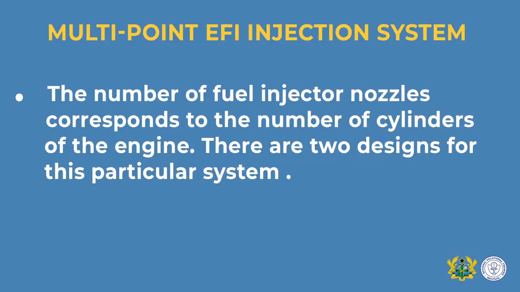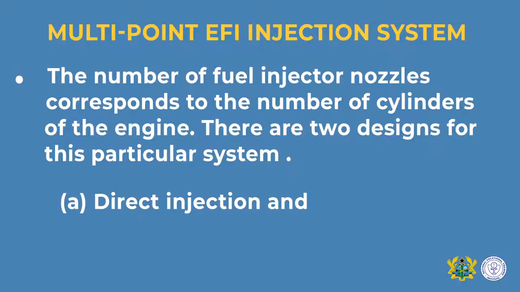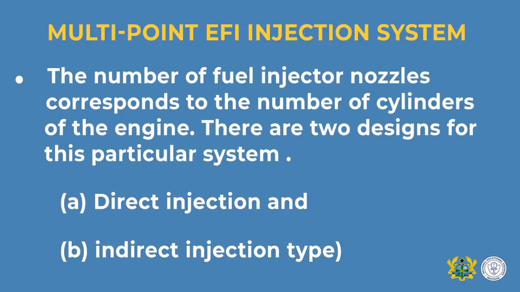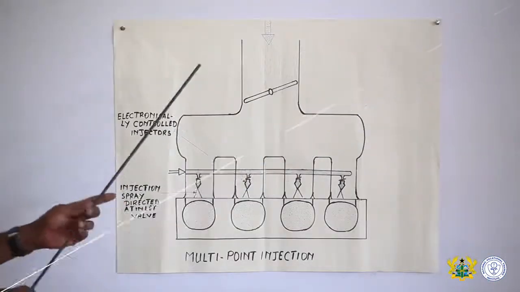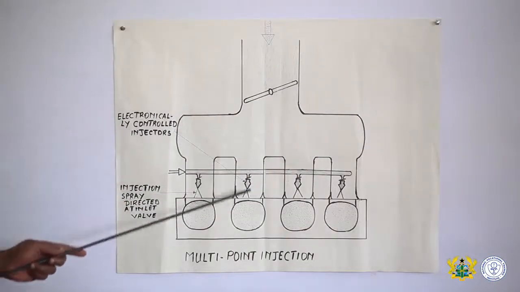The number of injectors corresponds to the number of cylinders of the engine. There are two designs of this particular one. We have the direct injection and the indirect injection. On your screen, I'm going to show you the direct injection type of the multi-point injection system. This is the multi-point injection system.